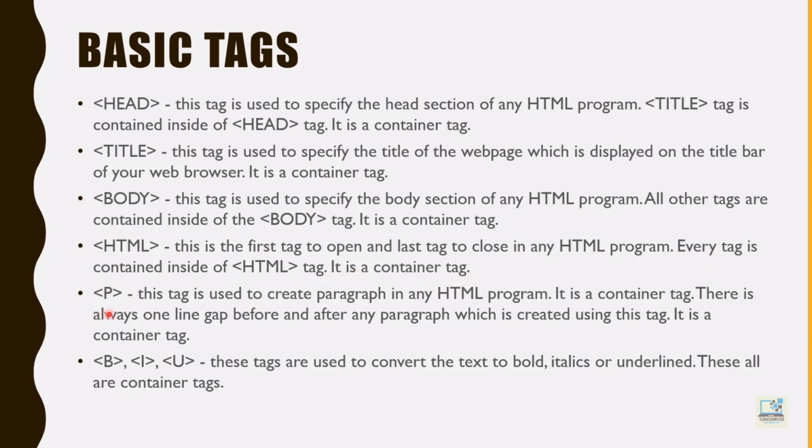Paragraph tag. This tag is used to create a paragraph in any HTML program. It is a container tag. There is always one line gap before and after any paragraph which is created using this tag. It is a container tag. Bold, italics and underline tag. These tags are used to convert the text to bold, italics or underlined. These all are container tags.